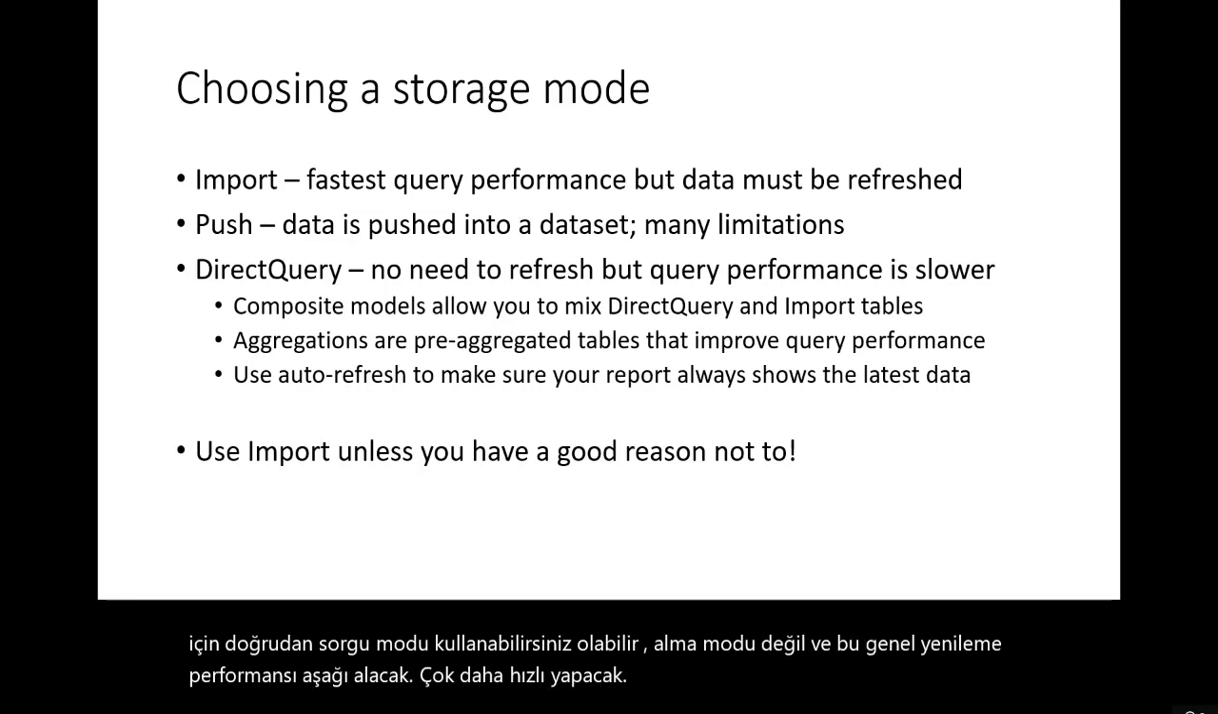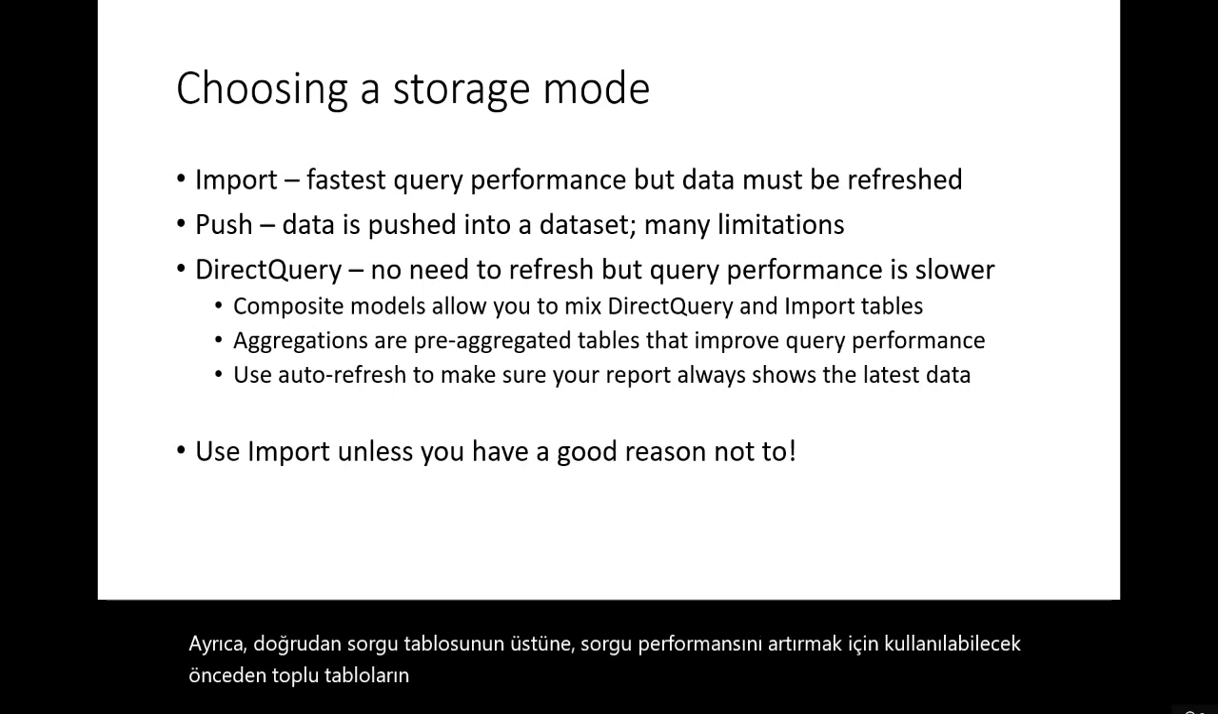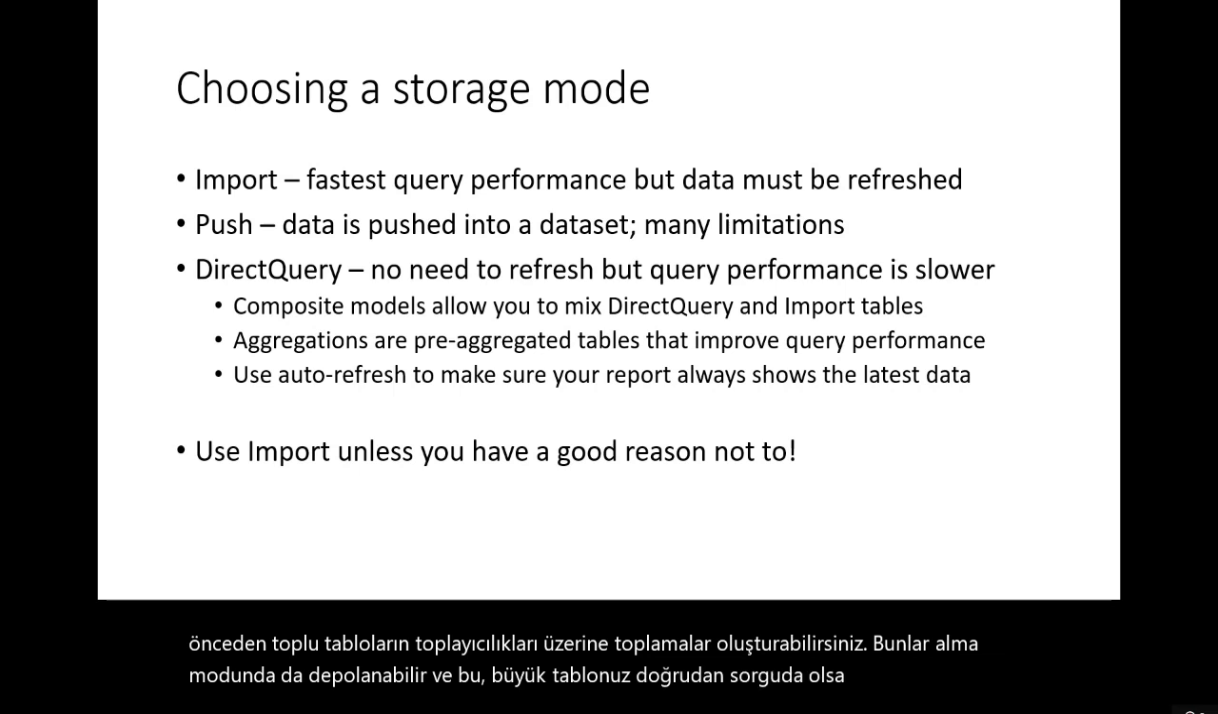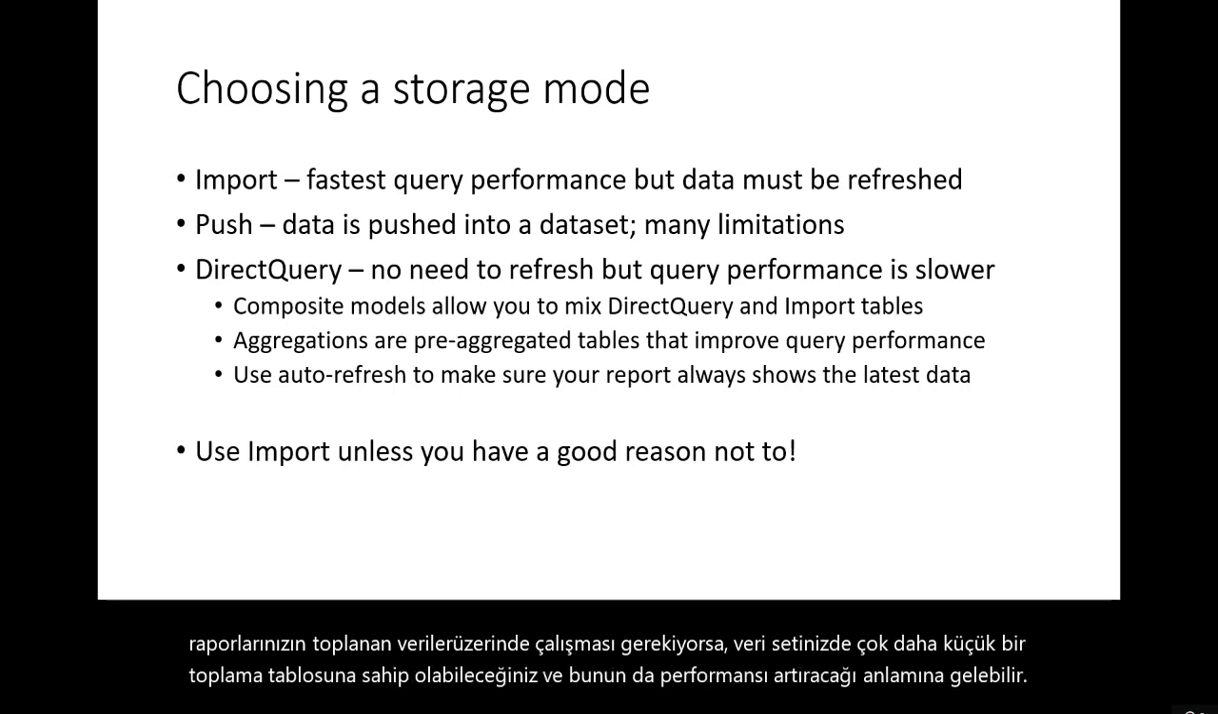It could also be that you can build aggregations on top of a direct query table. Aggregations are pre-aggregated tables that can be used to improve query performance. They can be stored in import mode as well. And that could mean that even though your large table is in direct query mode, if your reports need to run on aggregated data, you can have a much smaller aggregation table in your data set, and that will improve performance as well. So you can mix and match direct query and import mode if you need to.